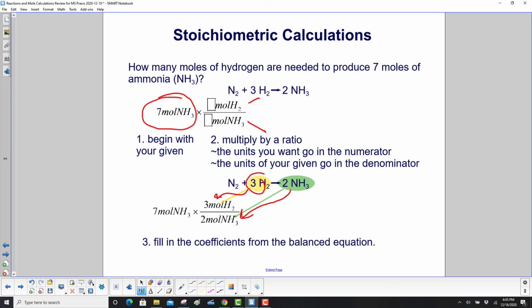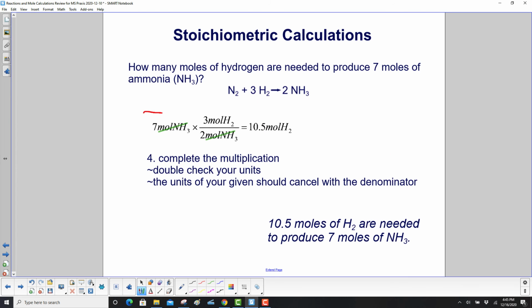And we fill in the coefficients from the balanced equation. That's what we just did. And let's see what we do next. So here's what we had from the previous slide. And the 2 moles of ammonia cancel with the 7 moles of ammonia. But we have 7 divided by 2, so that's 3.5. We multiply that by 3 moles of hydrogen, and we get 10.5 moles of H2.